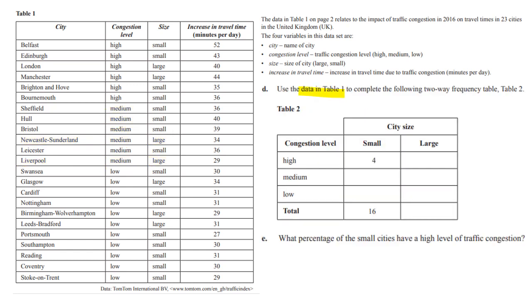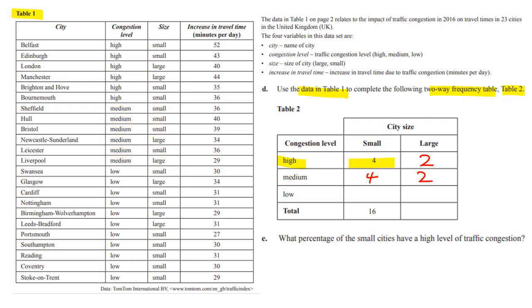Okay, we've got to use the data in table 1 to complete the two-way frequency table, which is table 2. So let's go. If we look at the high category, which is all of these, then we've got to fill out how many small there are. They've already done that for us because you can see there's 1, 2, 3, 4 small. So that leaves us with 2 large ones there. All right, let's go to the next part, which is medium. That's all the mediums. We've got 1, 2, 3, 4 small again. So we're going to go 4 there, and that leaves us again with 2 large.